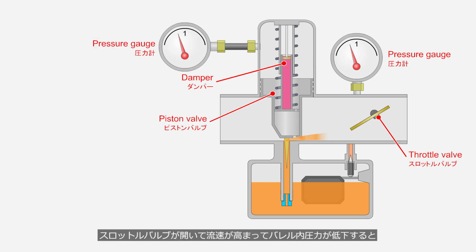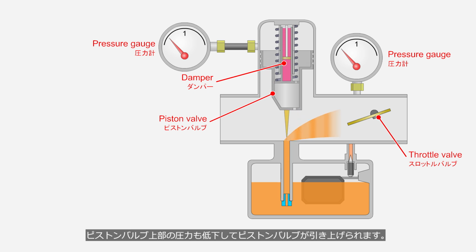When the throttle valve opens, and the flow velocity increases, causing the pressure in the barrel to drop, the pressure above the piston valve also decreases, lifting the piston valve. As a result, the airflow velocity in the venturi section is always maintained at a constant level, giving it a characteristic that makes it less prone to hesitation, even when the accelerator pedal is pressed suddenly. To prevent the piston valve from reacting too sensitively to small pressure changes, it is equipped with an oil damper inside the piston valve.